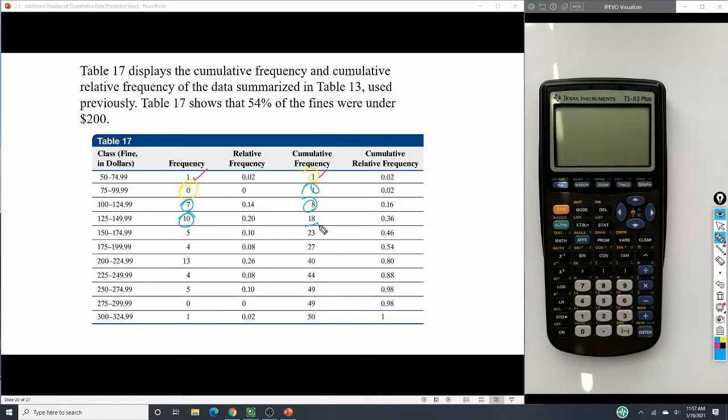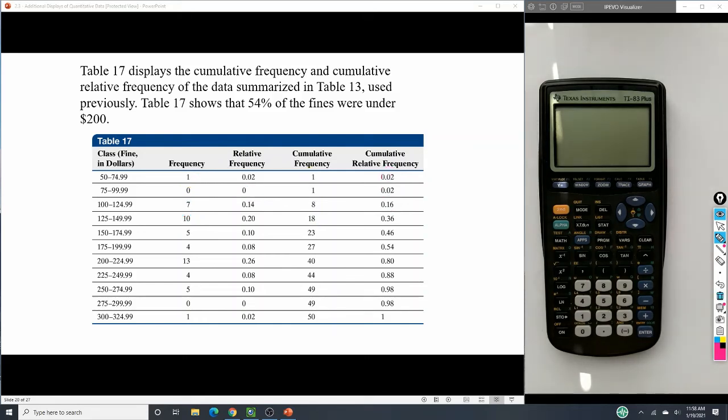Then we do the same thing over here for our relative frequency. We take our 0.2 plus 0 gives us 0.2. Then 0.2 plus 0.14 gives us 0.16, and so forth, to create that cumulative amount.